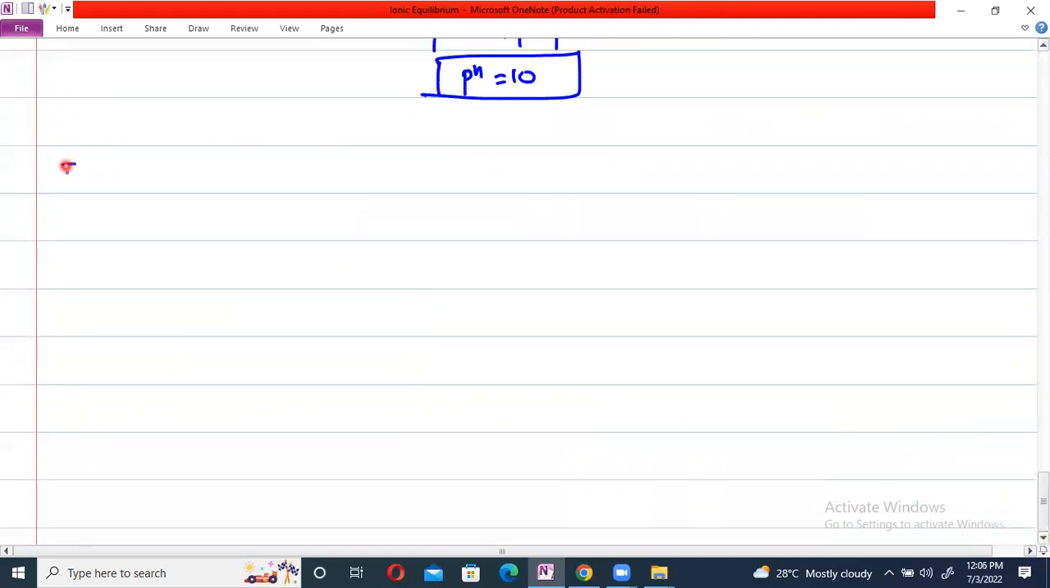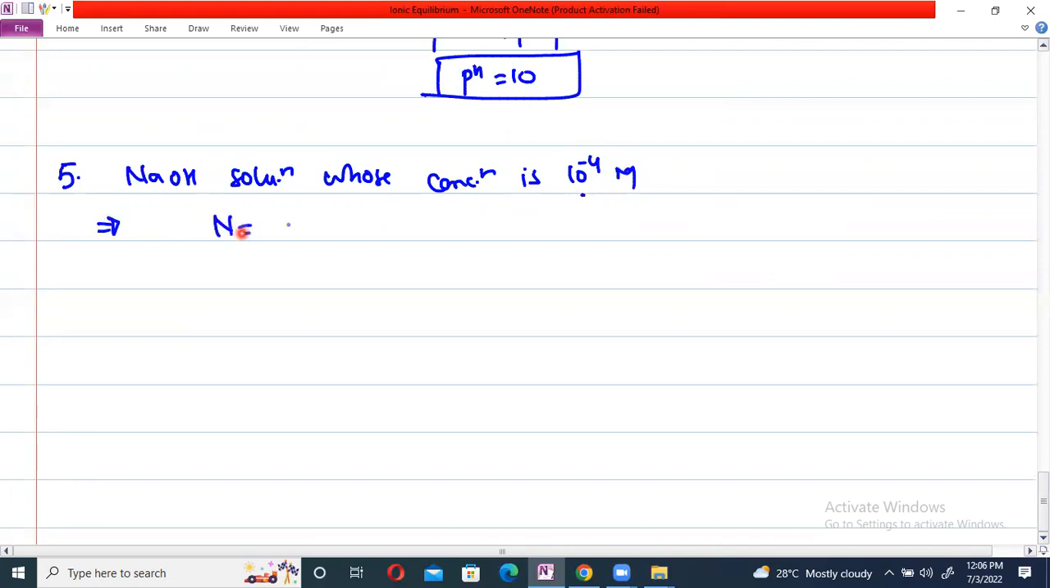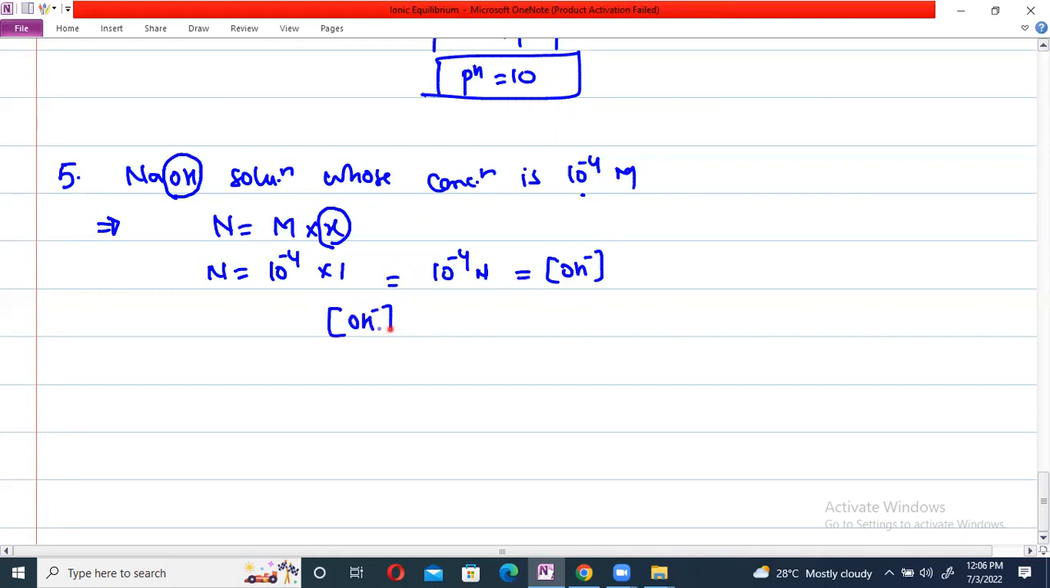If the same thing they give in this way, we are having NaOH solution whose concentration is 10 to the power of minus 4 molar. If NaOH is there and they give the concentration as molarity, convert into normality, which is equal to molarity into X. As the molarity is 10 to the power of minus 4, X is the acidity of the base and it can replace only one OH minus. So it is 1. I can say 10 to the power of minus 4 normal. So this is nothing but the concentration of OH minus. So we can say concentration of OH minus is 10 to the power of minus 4 normal.